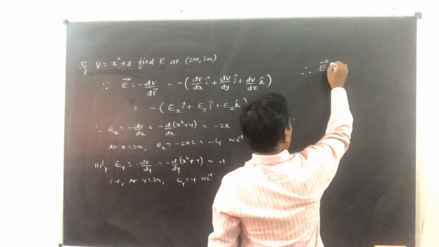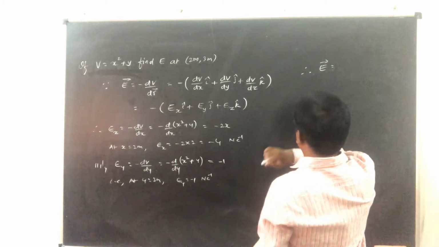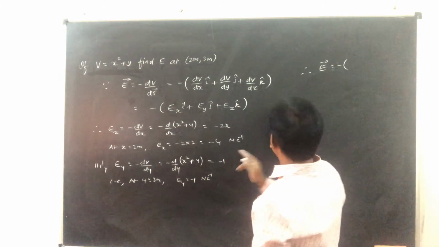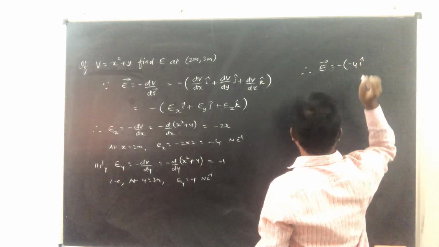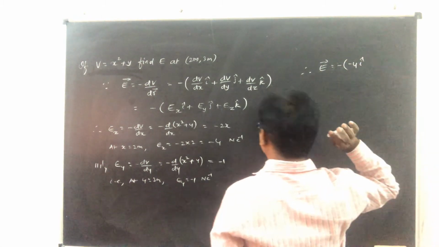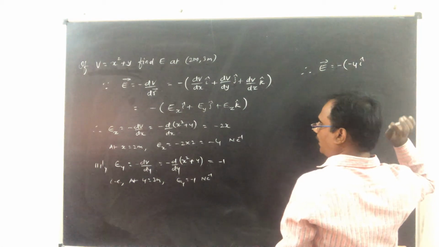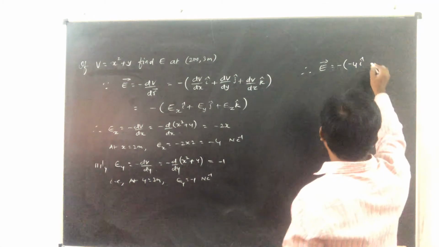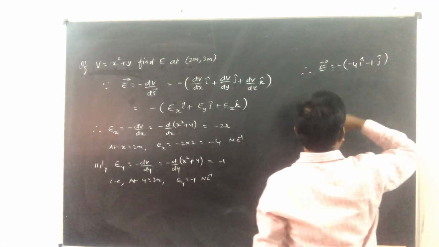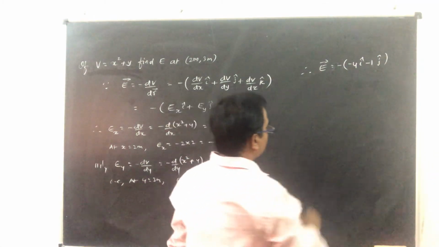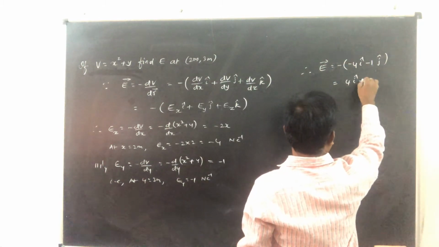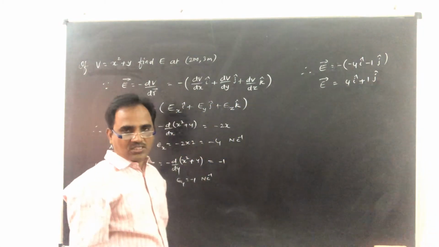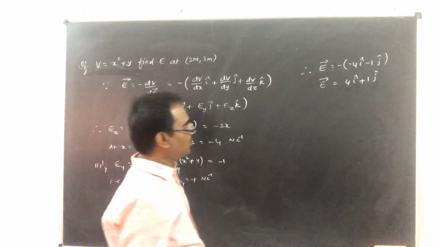Therefore, this electric field is minus of Ex i cap, that means minus 4 i cap, and this Ey is minus 1 j cap. So this is 4 i cap plus 1 j cap. This is the electric field.